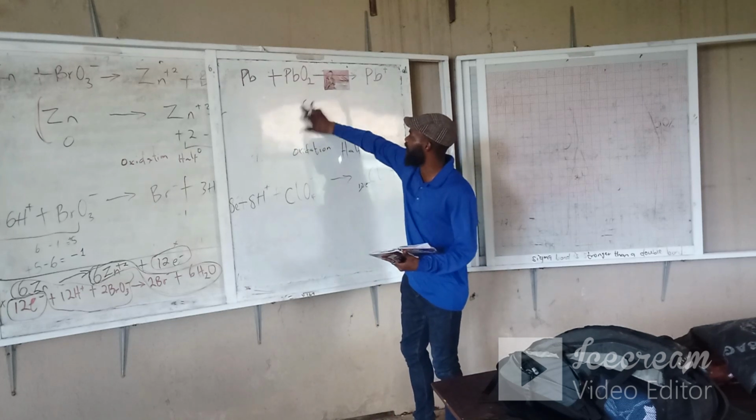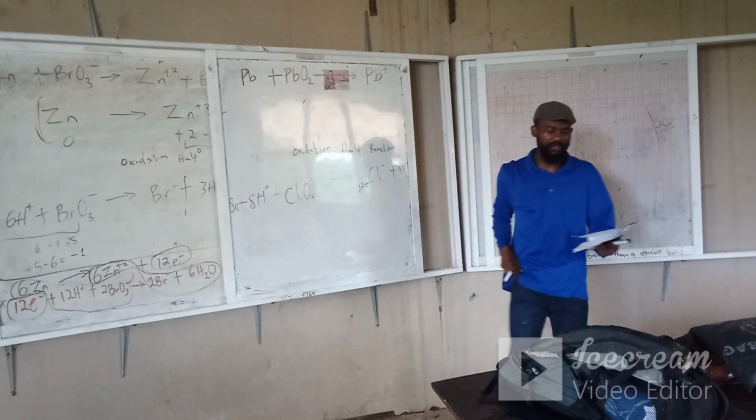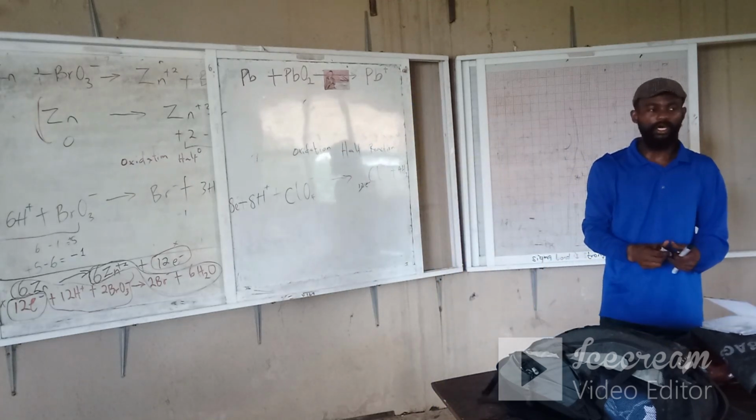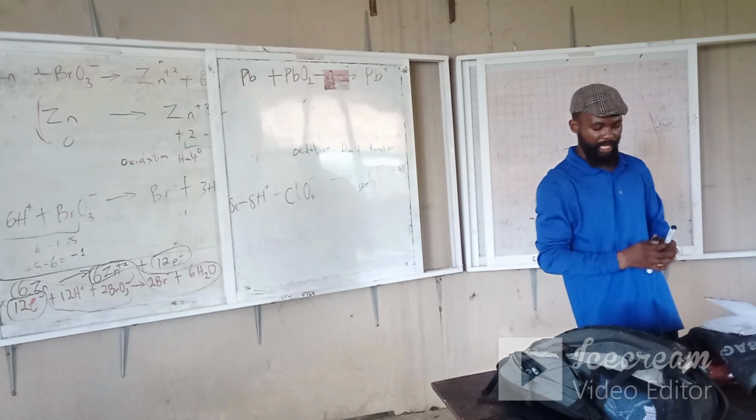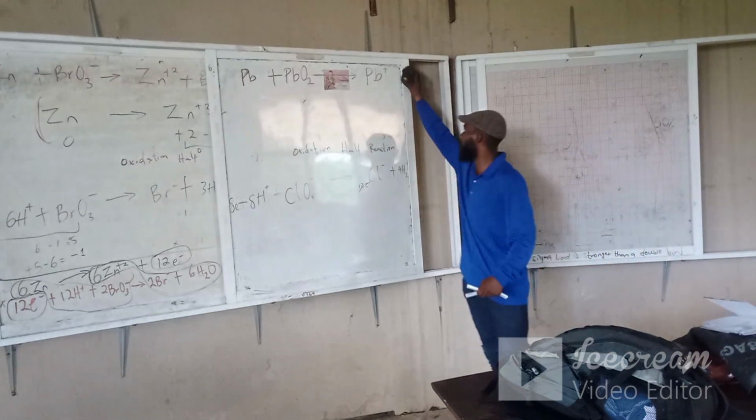A situation whereby they did not give me 2 compounds or 2 elements on the product side. Now I have just 1. How do I go about this?